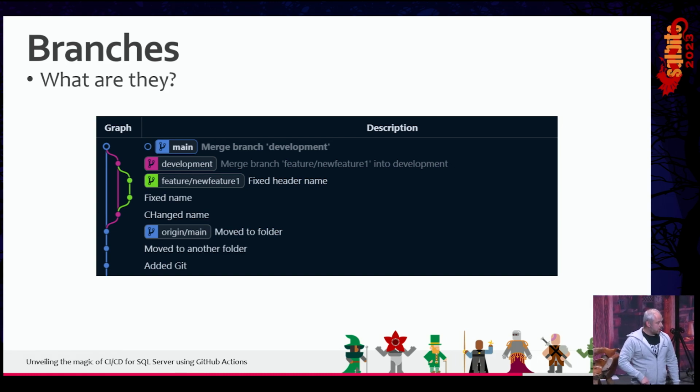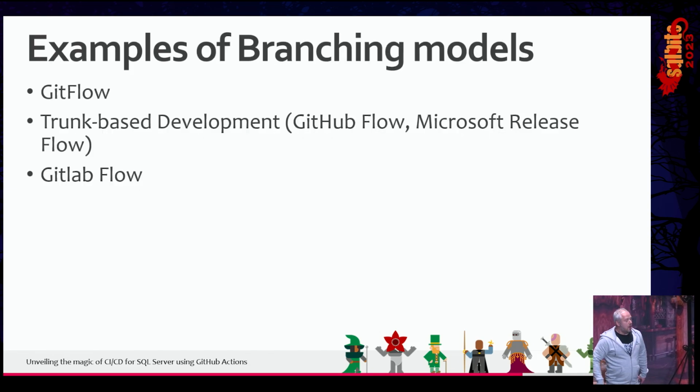These are a couple of examples of how we can set up our branching. These are used in the field, but you can use parts of these to make sure they fit your development process. You've got Git flow, trunk-based ways of doing this, and GitLab flow.